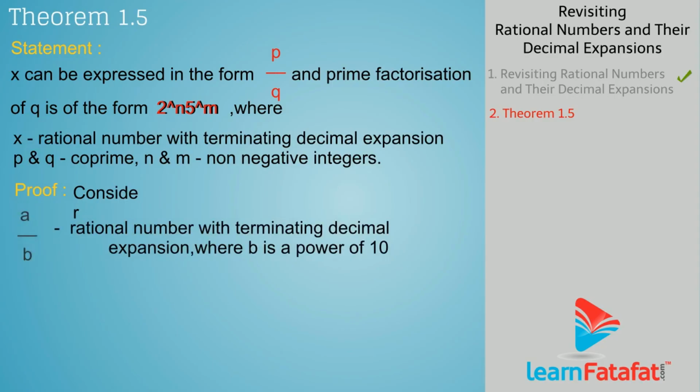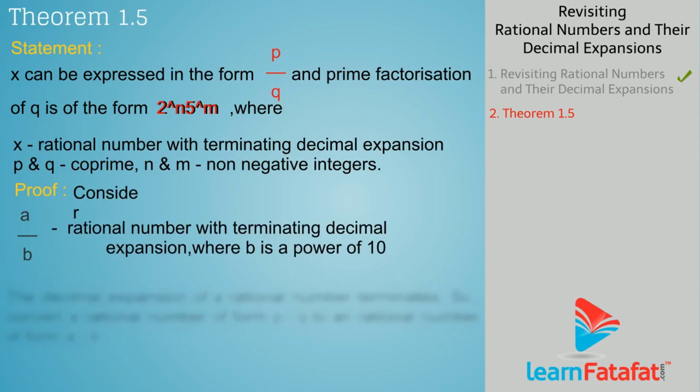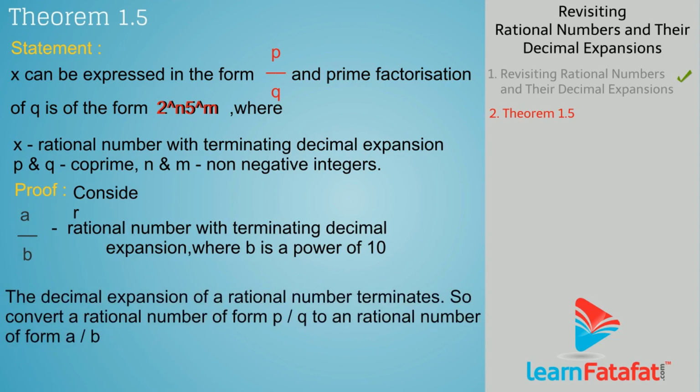Proof. Consider a/b, which is a rational number with terminating decimal expansion, where b is a power of 10. The decimal expansion of a rational number terminates. So, convert a rational number of the form p/q to a rational number of the form a/b.